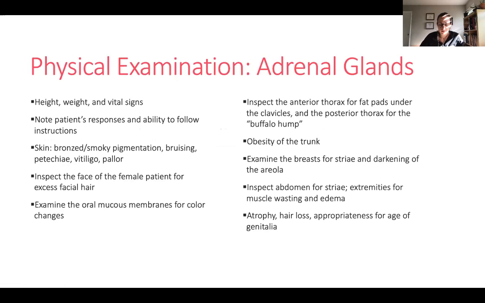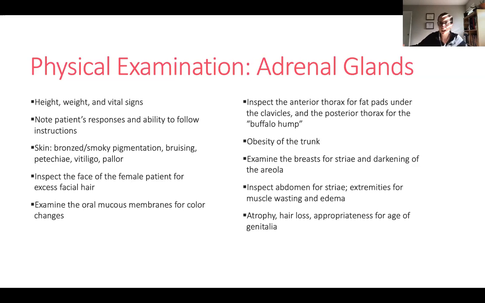So as far as an assessment, we talked about the hair, abnormal hair growth and skin pigmentation. You also want to examine the oral mucous membranes for color changes. And then you want to inspect, and I'll show you some pictures here in a minute, but they'll have some characteristic findings, such as what they call a buffalo hump. There's accumulation of fat right between the shoulders and the back.